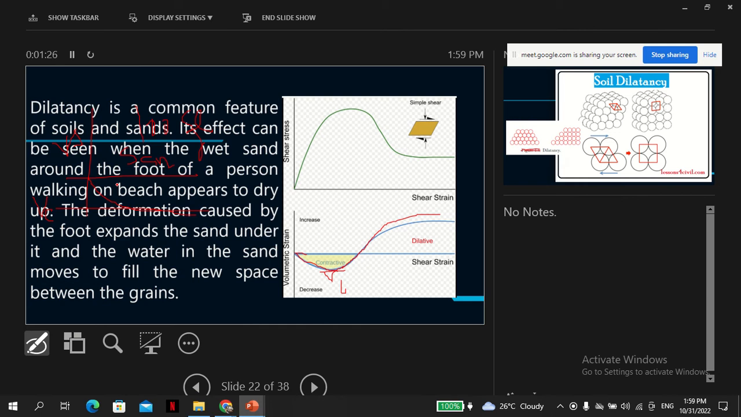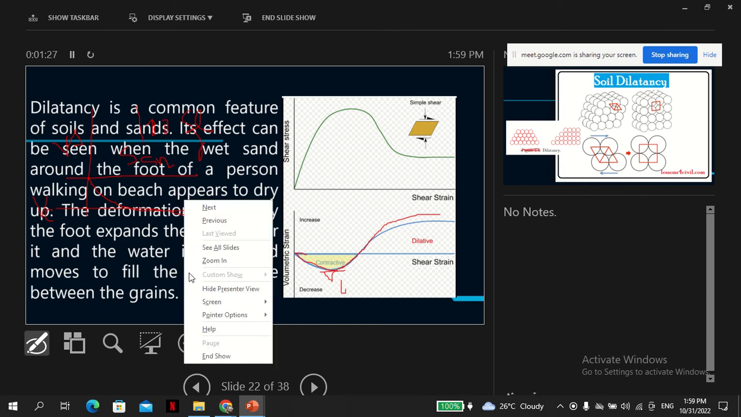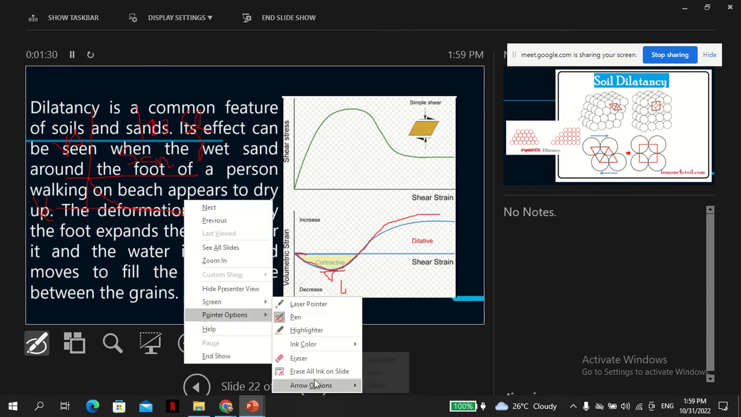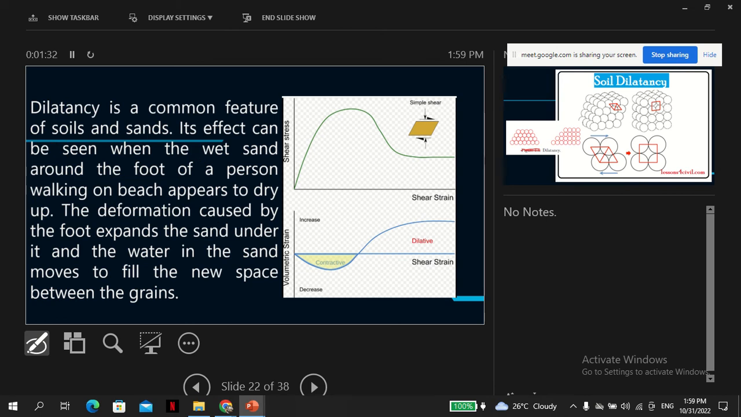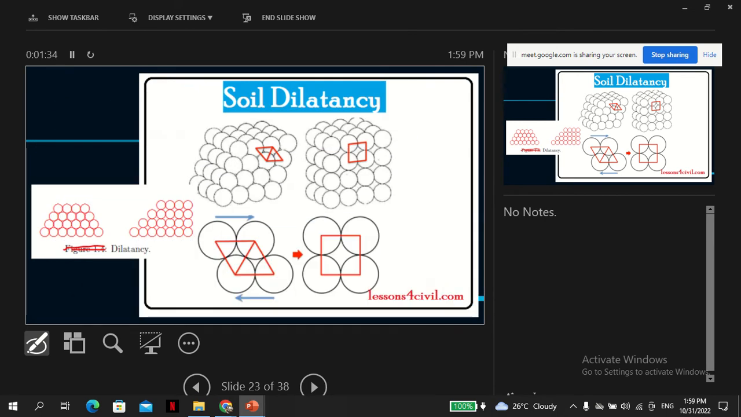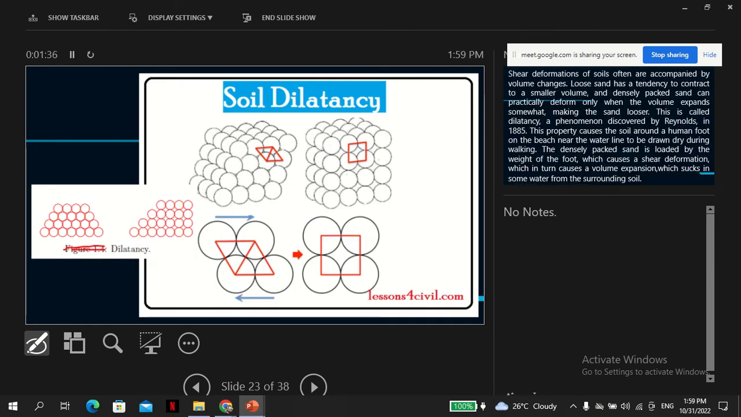Okay, that's in layman's terms. Now, the actual reason why this happens is shown here. Of course, this is also a debate, but the most cogent reason why people think this happens is this. You can see when you are shearing this volume.